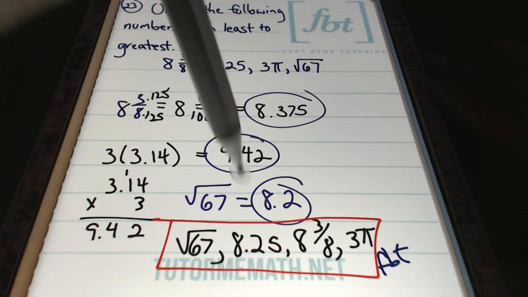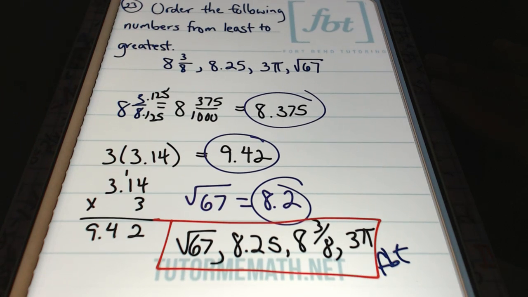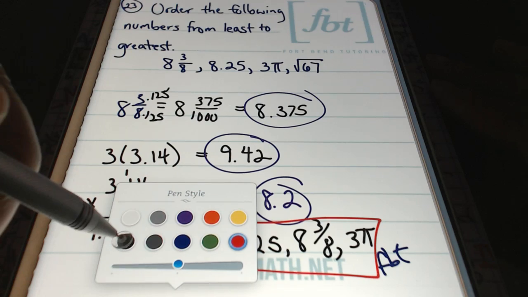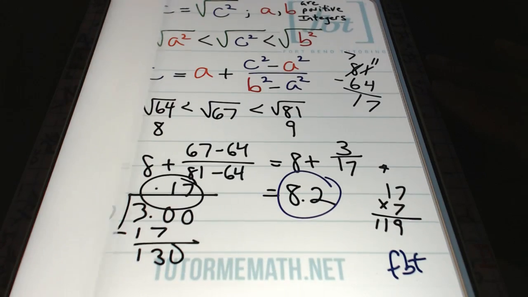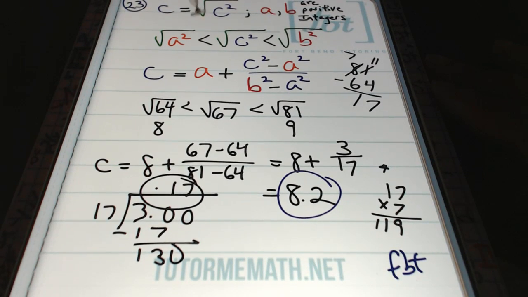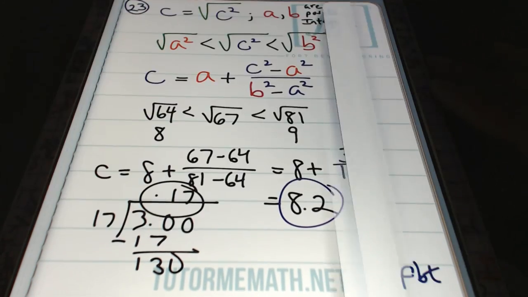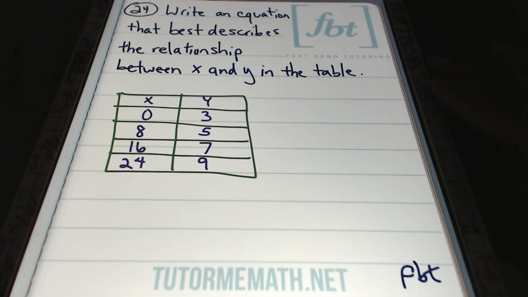All right, so if you guys need more practice changing irrational numbers into approximations to the nearest tenth, check out the video on our YouTube channel called Estimating Square Roots to the Nearest Tenth. That's the formula used in that video right here. That is the process that is used to find the square roots to the nearest tenth.